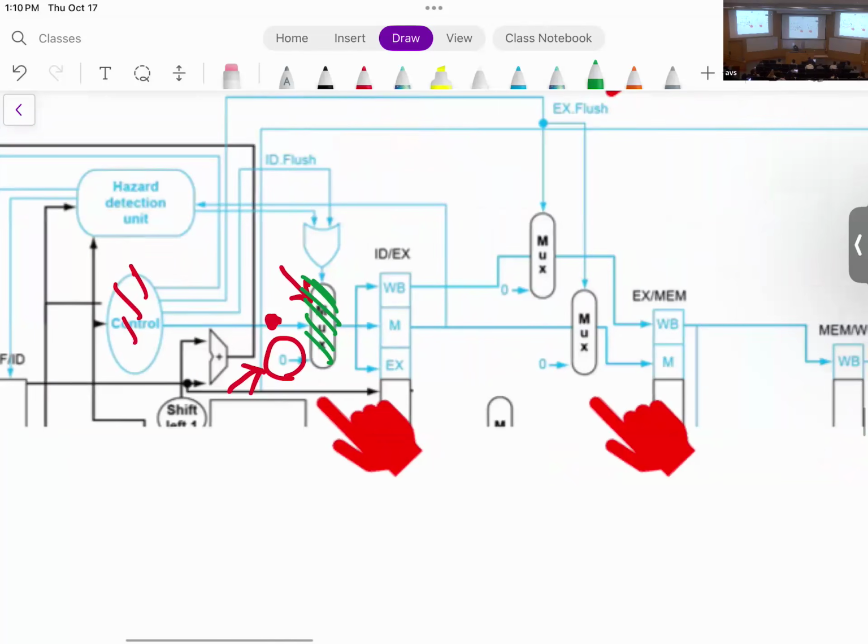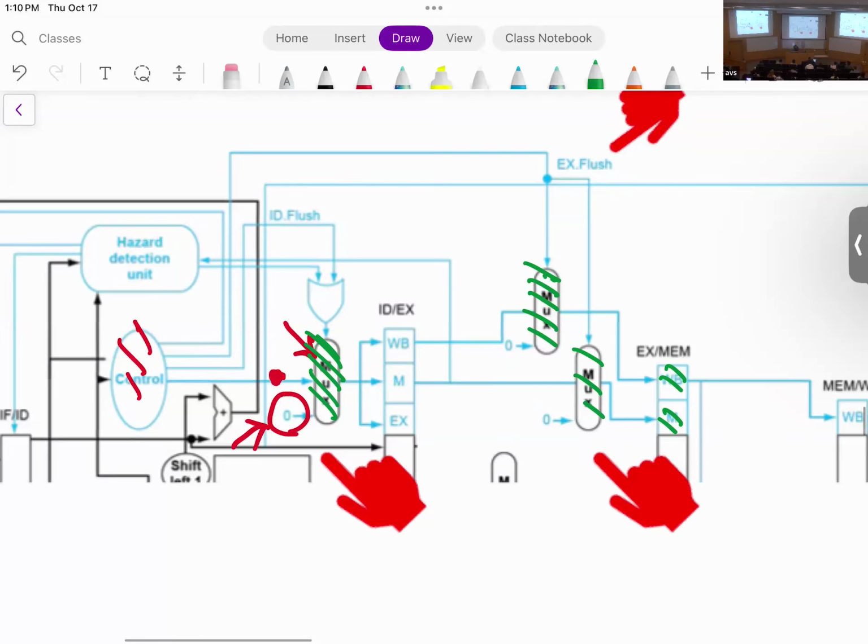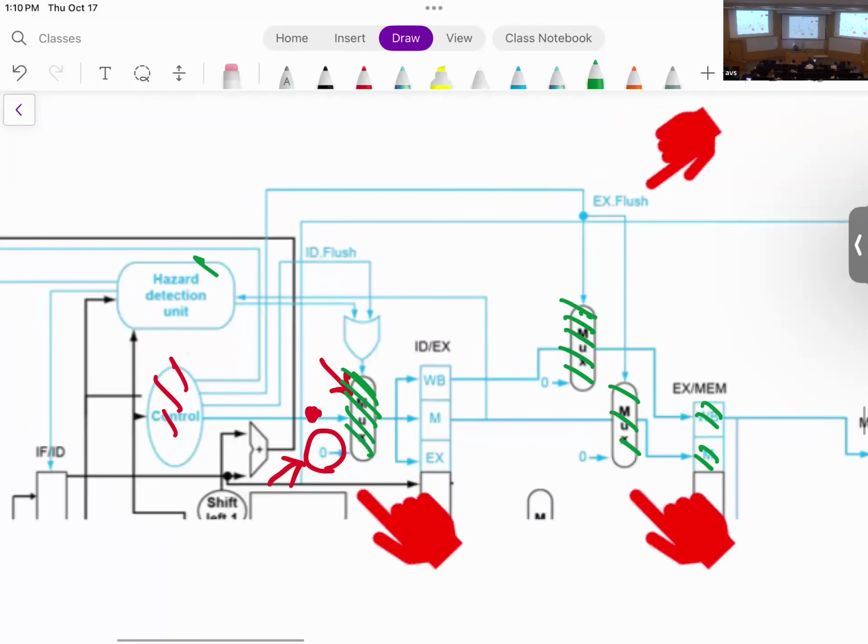As you can see, what we are doing now is adding these two additional muxes. What they do is flush the instruction that goes to the write back and memory stages as well, right? So essentially this will make sure that we can get rid of anything past the decode stage if we decide to. And again, as you can see, all of these signals are generated by the hazard detection unit.